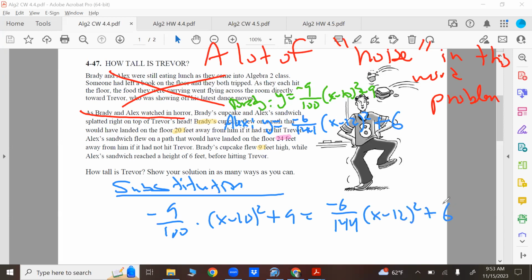Solving this is going to be a total pain because of the fractions. I would never do this to you guys on a test. I would never say solve this algebraically. But what you can do is solve graphically, right? So you could graph.